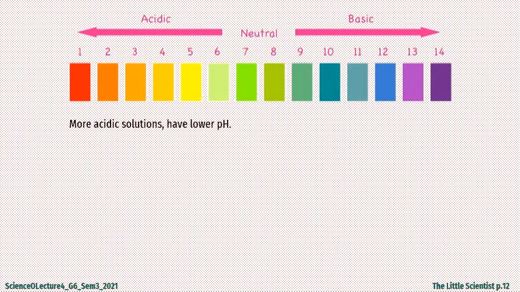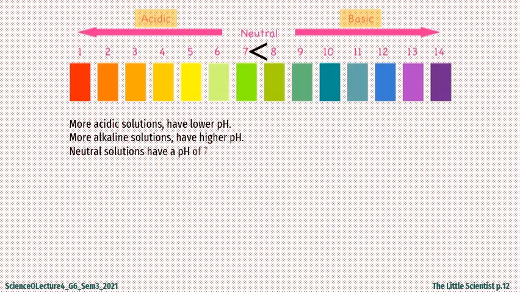More acidic solutions have lower pH, so acids have a pH that is less than 7. More alkaline or basic solutions have higher pH, so bases have a pH that is greater than 7. Substances that aren't acidic or basic are called neutral solutions, and they have a pH equal to 7.